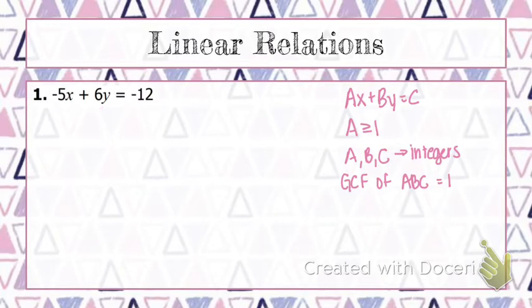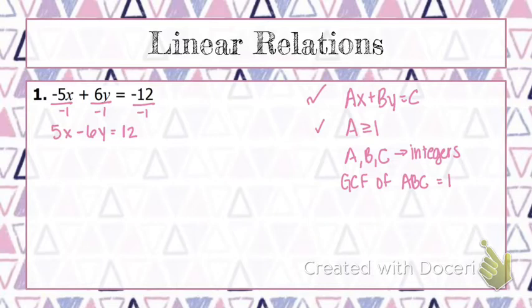Okay, so we've satisfied one of these conditions. But then a has to be greater than or equal to 1, and it is not. It's a negative number. So to fix that, what we can do is divide both sides of the equation by negative 1. And so if we divide by negative 1, divide by negative 1, divide by negative 1, we'll get 5x minus 6y equals positive 12. So now we've satisfied this part.